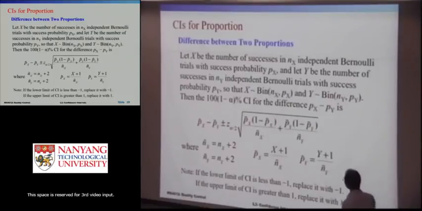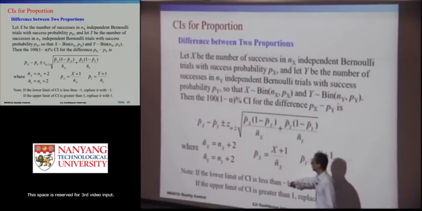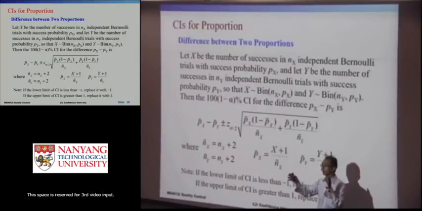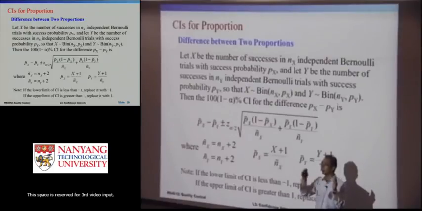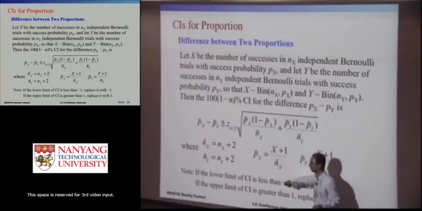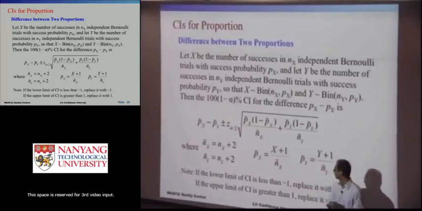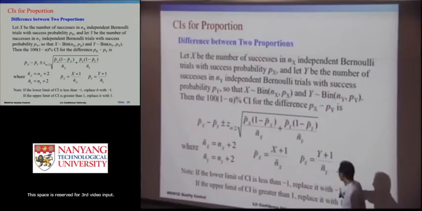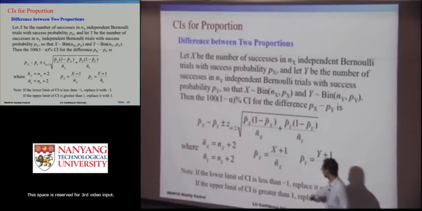Again, whenever the lower limit is smaller than -1, because we use one random variable minus the other random variable, both of them are from 0 to 1. So if it's one minus another, then the range will be from -1 to 1. If the lower limit is less than -1, then replace it by -1. If the upper limit is greater than 1, then replace it by 1.